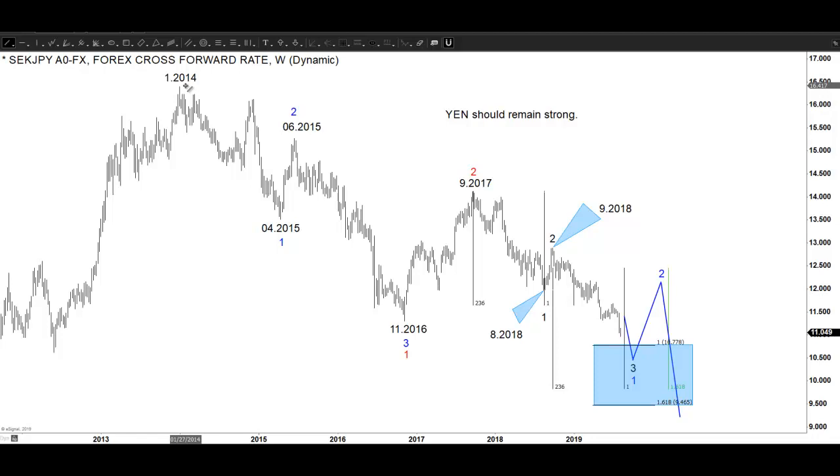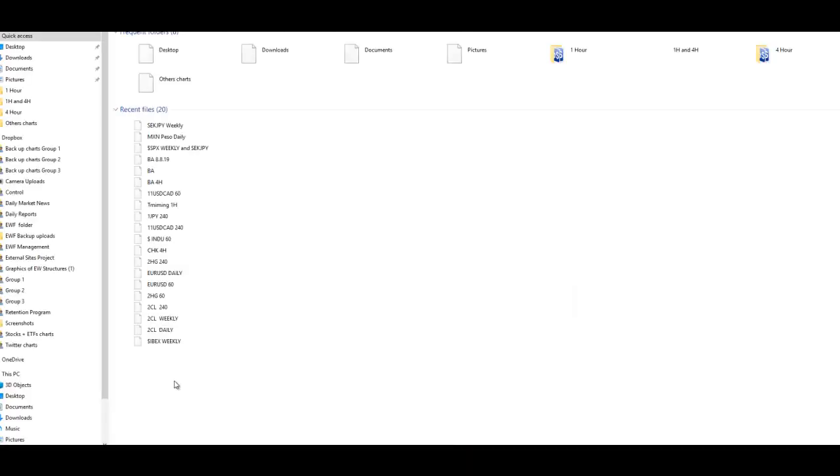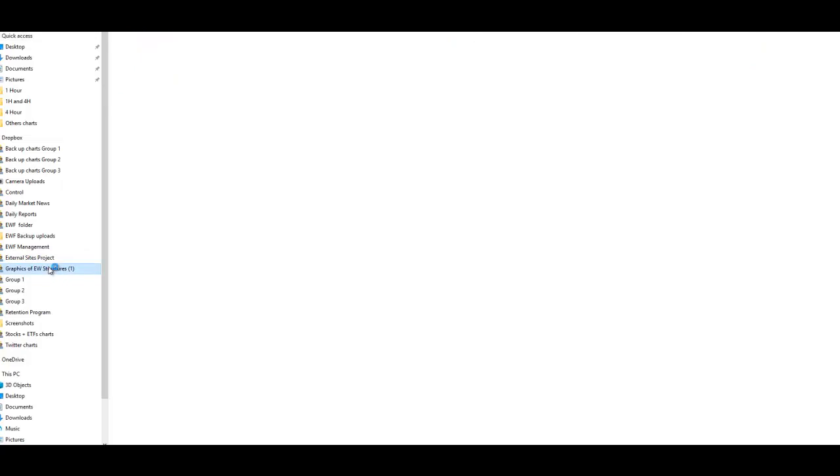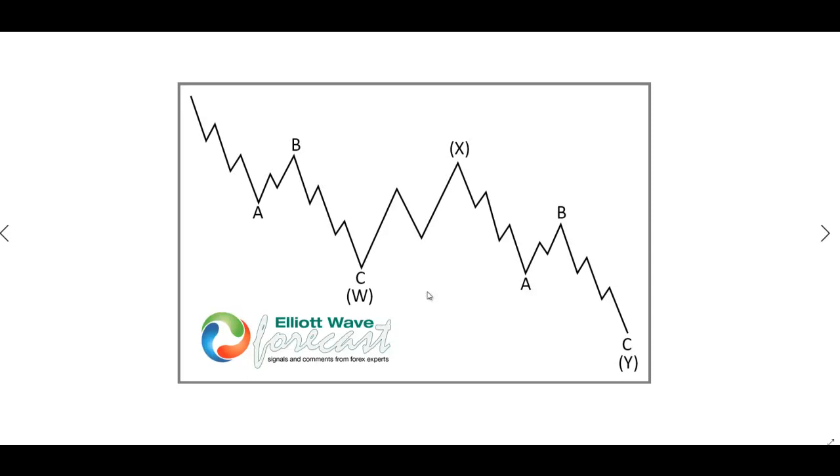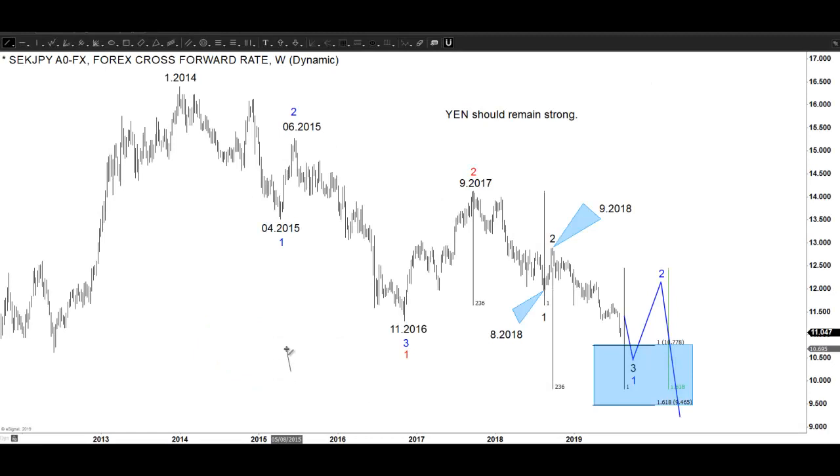A 7 wave sequence is translated in Elliott Wave as a WXY. I'm going to show you here what a WXY means in Elliott Wave for the new followers. The Y is when the market does 1, 2, 3, 4, 5, 6, and 7. It is a very technical structure, and this path right here is exactly what the SEKJPY is doing.